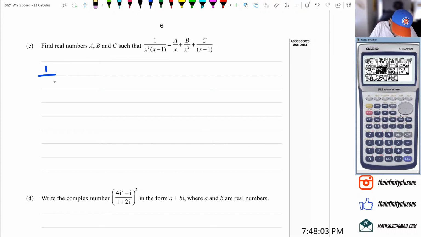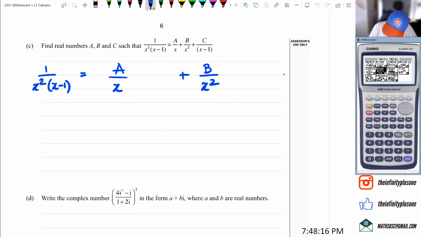Let me just see if this is going to work. I'm going to start separating all of this a little bit. So I'm going to have a over x plus b over x squared plus c over x minus 1. Now, this is a 2015 paper. What I want to do is make sure that all the denominators are the same as on the left-hand side, which is x squared, x minus 1.